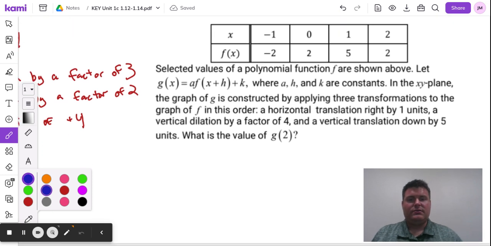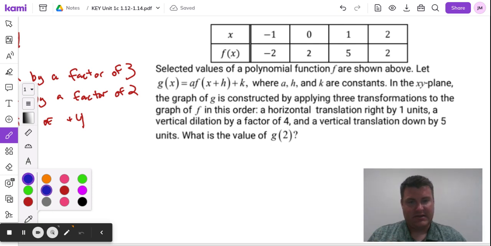Moving on down. Select values of the function are shown in the table above. We have g, which is just giving us the generic transformations here. So we have a, which is a vertical translation. We have h, which is a horizontal translation. And then we have k, which is a vertical translation. Sorry, a was a vertical dilation.